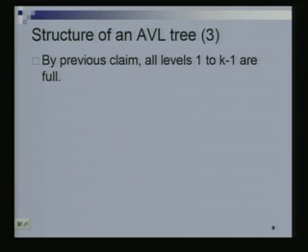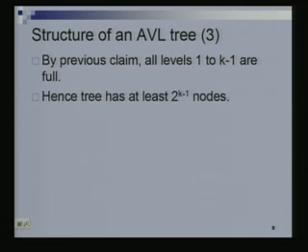We said every node at level k minus 2 has to have 2 children. Which means levels 1 through k minus 1 are full. Full means they have as many nodes as are possible on that level in a binary tree. This is after all a binary tree. So they are full. What does that mean? That means that the tree has at least 2 to the k minus 1 nodes.